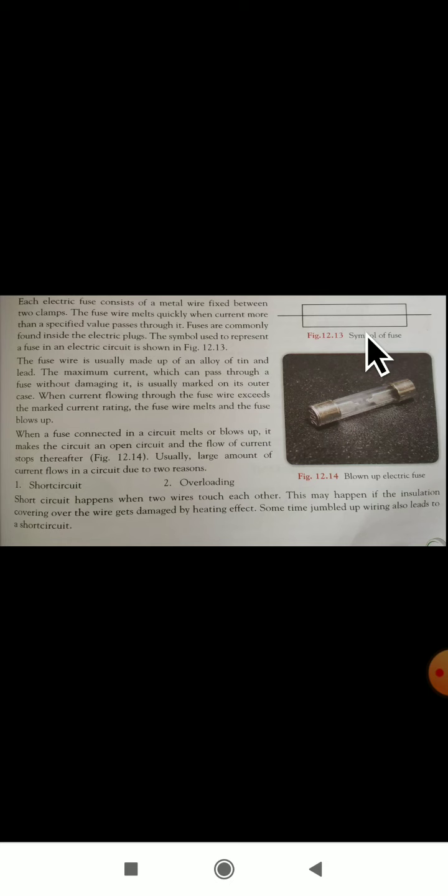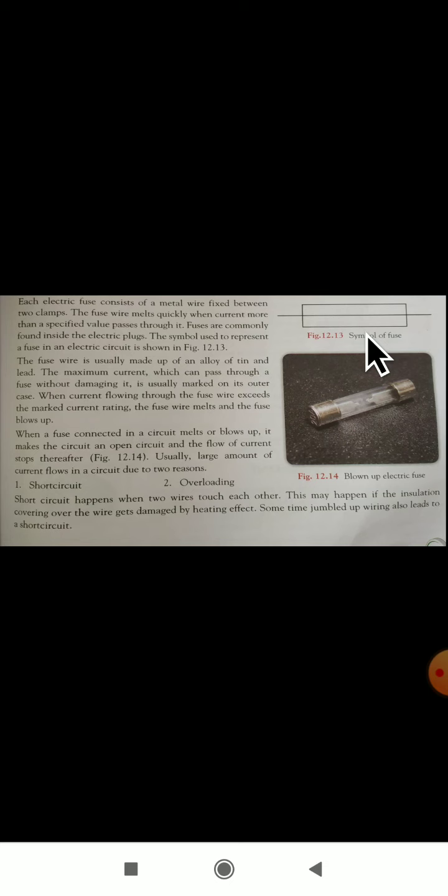The maximum current that can pass through a fuse without damaging it is usually marked on its outer part. When the current flowing through the fuse wire exceeds the marked current rating, the fuse wire melts and the fuse blows up. See, they have given here how the electric fuse works.